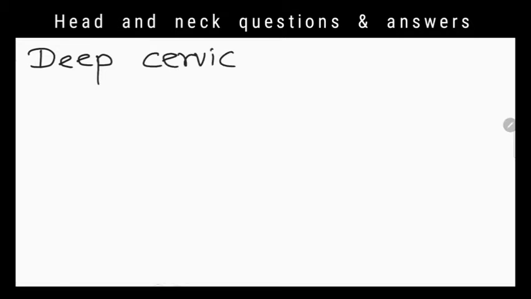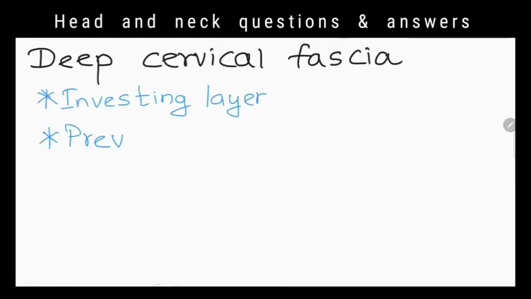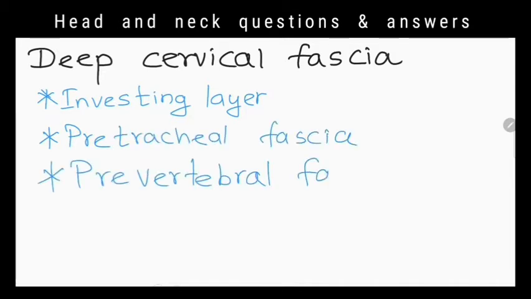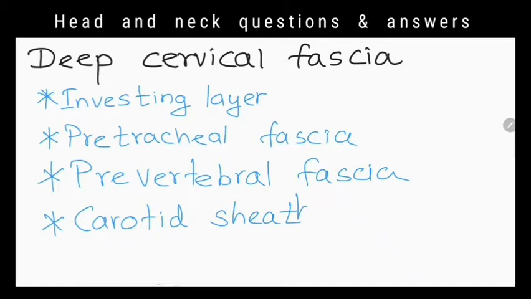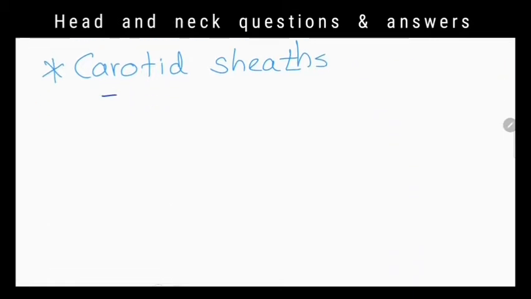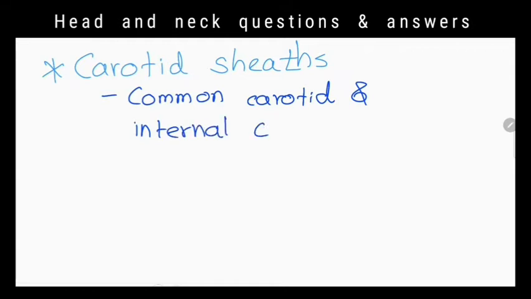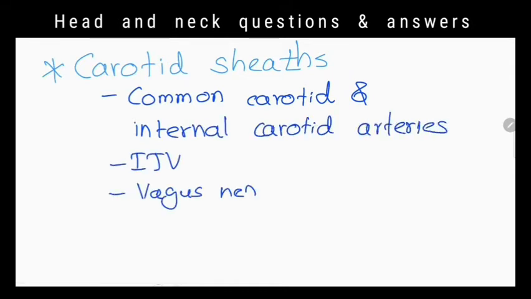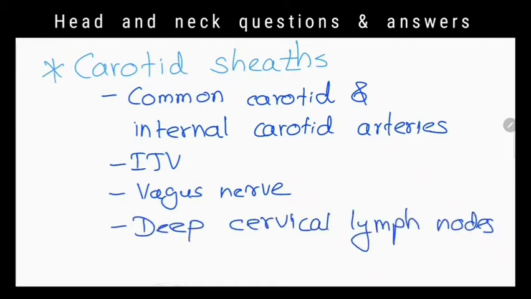How can you classify deep cervical fascia? Investing layer of deep cervical fascia, pretracheal fascia, prevertebral fascia, carotid sheath. What are the structures enclosed by carotid sheath? Common and internal carotid arteries, internal jugular vein, vagus nerve, and deep cervical lymph nodes.